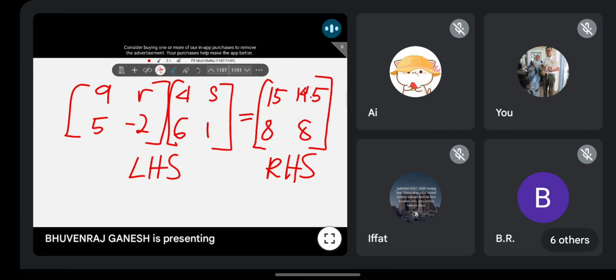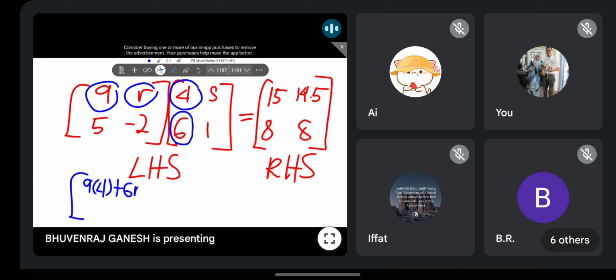Okay, so now again, revise one more time how to do the matrix multiplication. 9 times 4. Okay, you will get 36, plus with R times 6. Okay, I repeat the pattern so that you all cepat nak ingat. Okay, this is the first one. Okay, second one, I use different color. 9 times S. You move to the right hand side. Plus R times 1. Move to the right hand side. Okay, so this is your second element. Sorry, 9S plus R times 1.